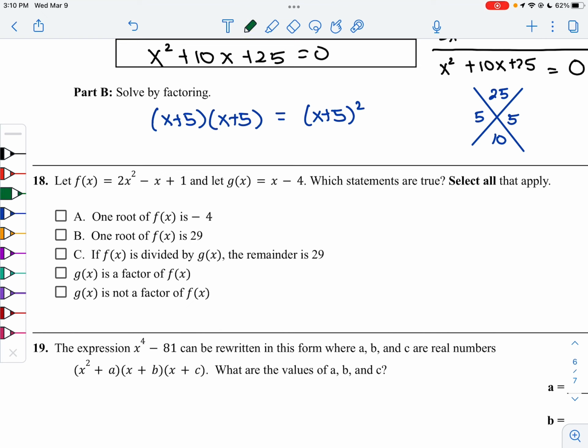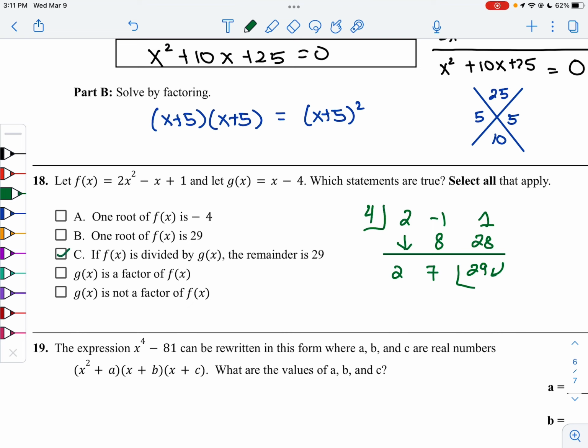So we can use a little synthetic division here to divide 2, negative 1, and 1. 4 times 2 is 8. This is 7. 4 times 7 is 28. My remainder is 29. That works.